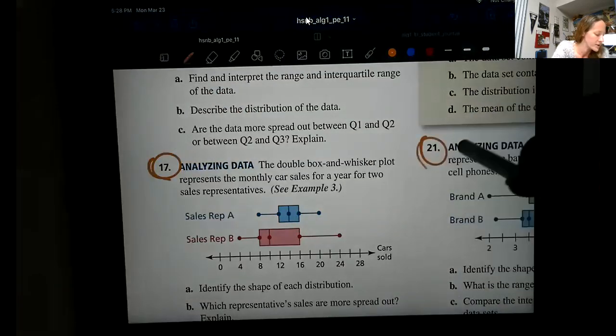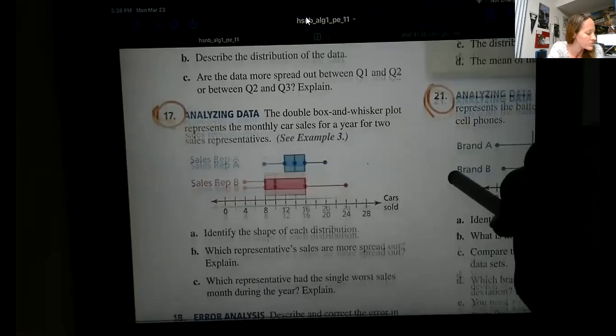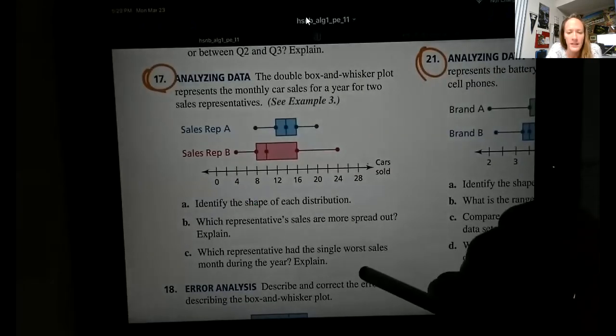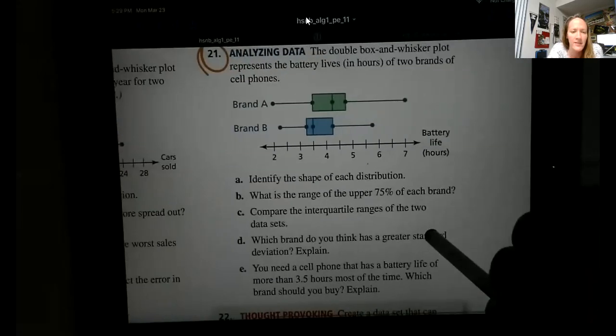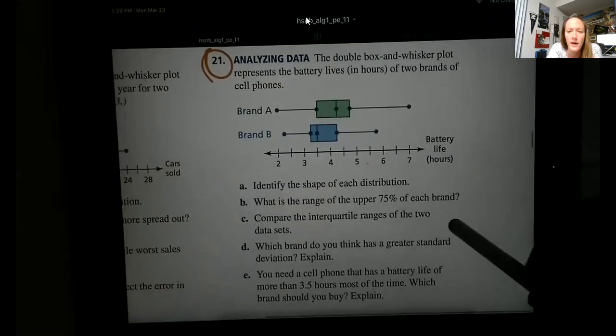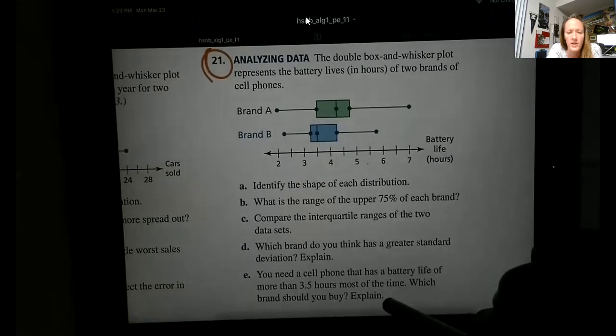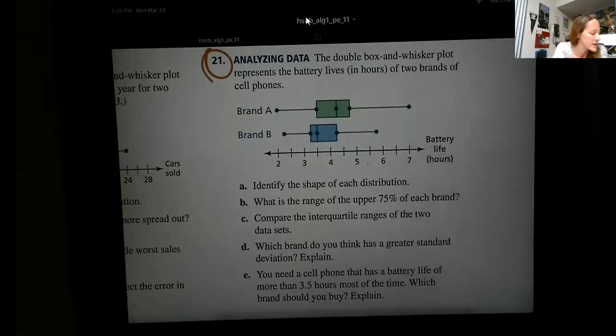And one of them is number 21 over here. Number 17, if we look at it really fast, real quick, the shape, oh, we get that. Spread out, oh, we get that. Single worst, oh, that sounds kind of like what we just did. But number 21, shape, okay. Oh, these questions change a lot in number 21. I just wanted to give you guys a heads up.